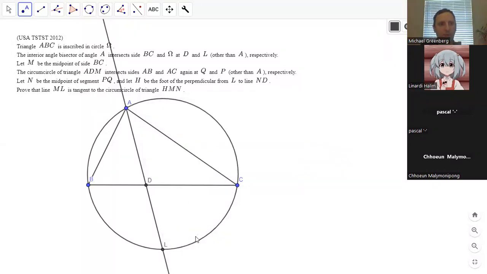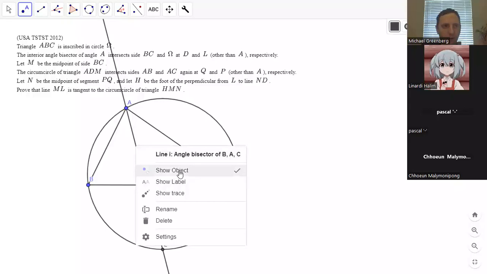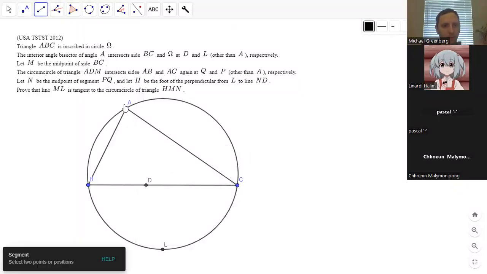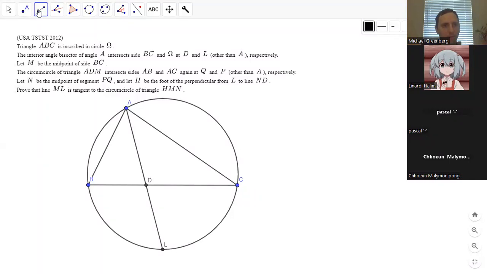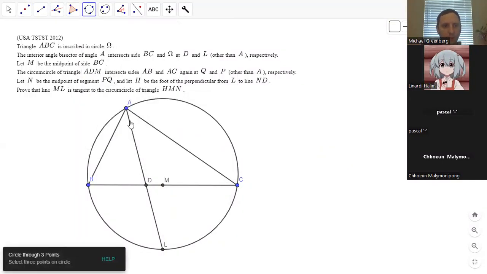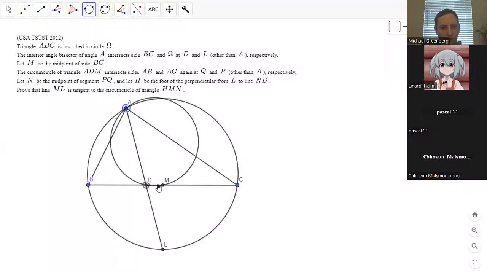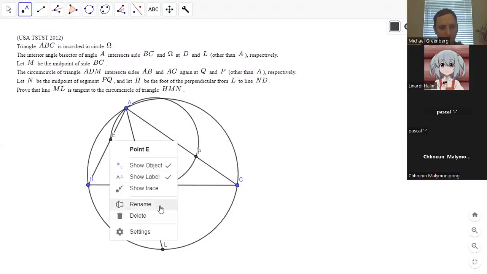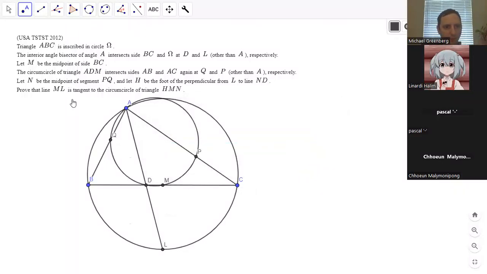So I don't know if we're going to end up using the incenter-excenter lemma. M is the midpoint of BC, so this is M. And then we draw the circumcircle of ADM, and we want to see where it intersects AB and AC. So it's P and Q. Or Q and P, they say. So this will be P, this will be Q. And we draw the midpoint of PQ. This is an interesting diagram. So that should be N.